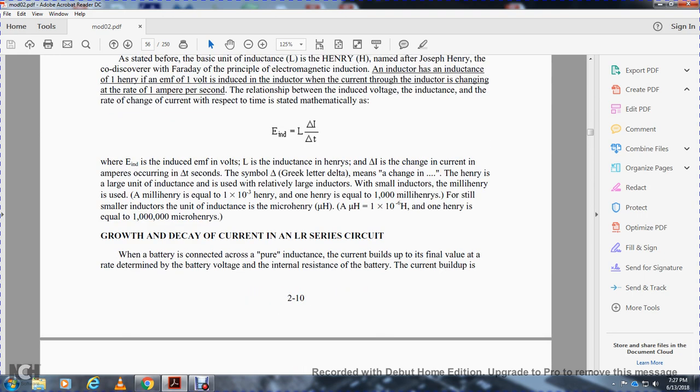So once again, L is the symbol for inductance in Henrys, and delta I is the change of the current in amperes occurring in t seconds. That's what that says. So the induced voltage is equal to the Henrys times the change in current in amperes over the time it occurs in seconds.